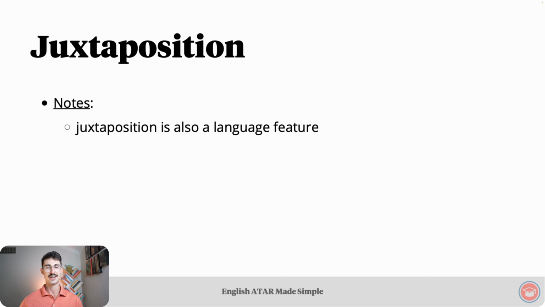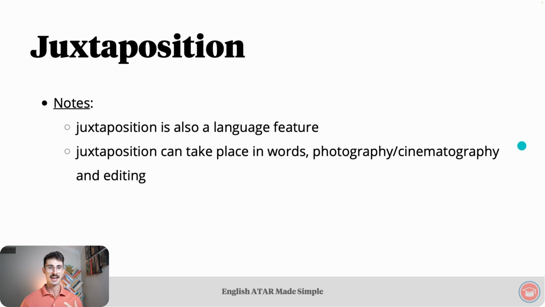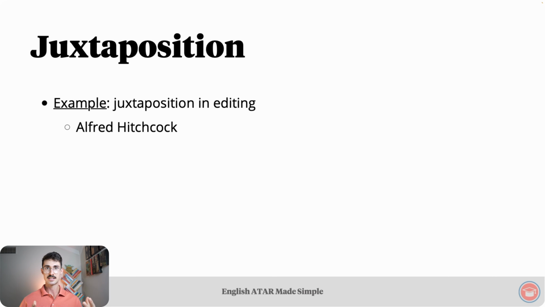Note, juxtaposition is also a language feature, and it can take place in words, photography, cinematography, and editing. There are examples of each type of juxtaposition in the Language Features Bible, so go and check that out for further reading. But the example that we'll look at here is juxtaposition in editing because that is the clearest example of juxtaposition in the context of structure.